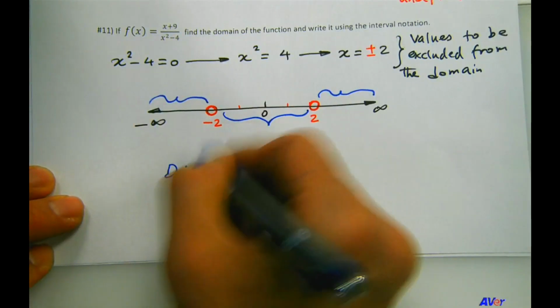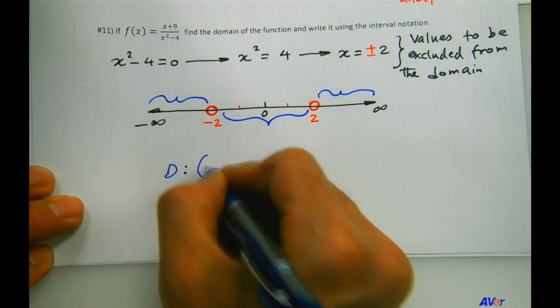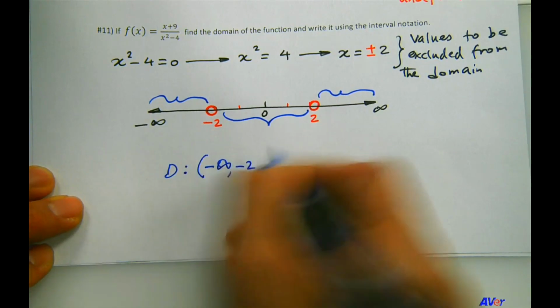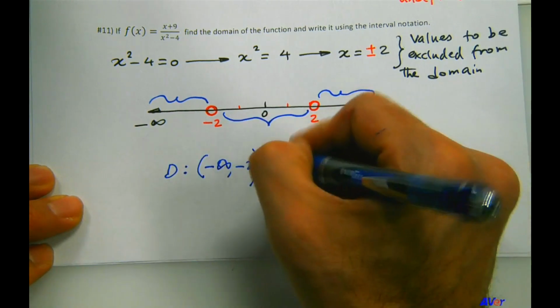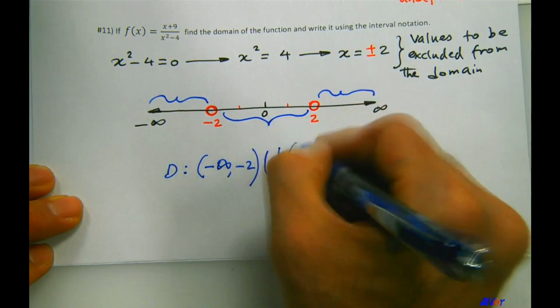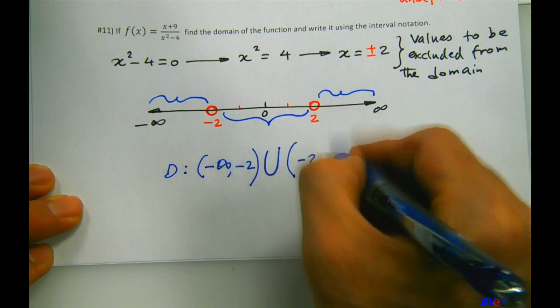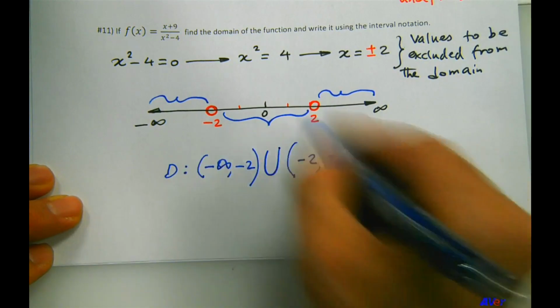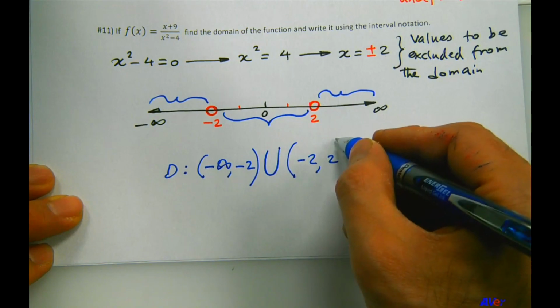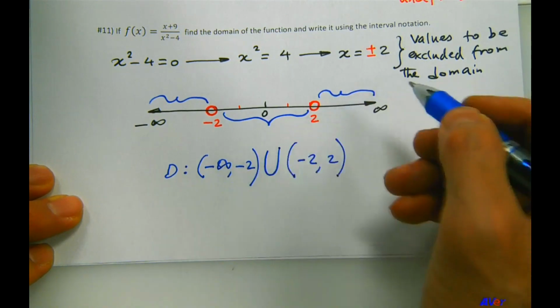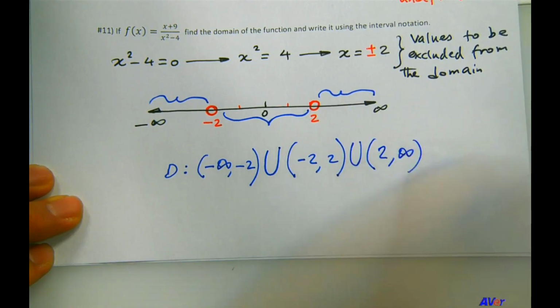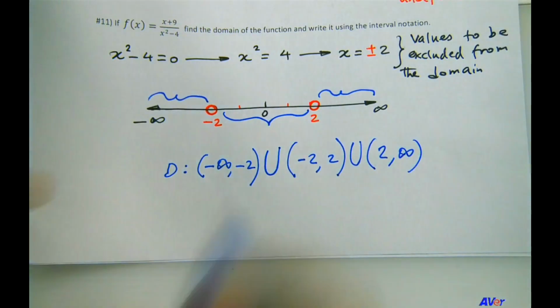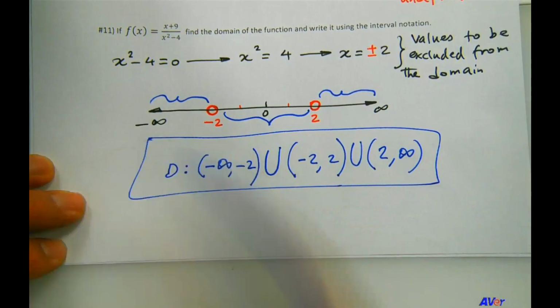So let's write the domain for each piece. From here to here, we have negative infinity to negative 2, parenthesis or bracket? Parenthesis, because negative 2 is not acceptable. Union, another parenthesis, negative 2 comma 2, that's that piece. Negative 2 comma 2, parenthesis or bracket? Parenthesis again, because 2 is not acceptable. Union from 2 to positive infinity, like that. Okay, does this make sense? How we find the domain? I hope it does.